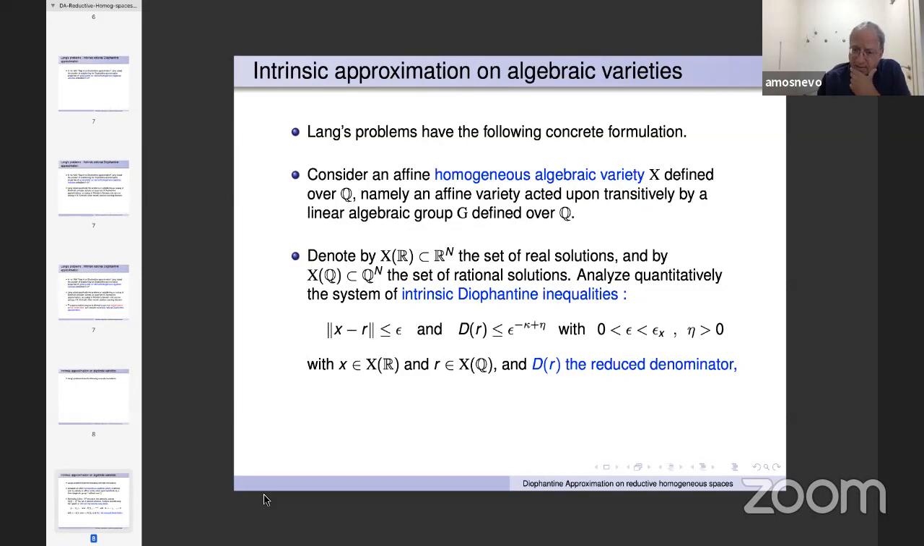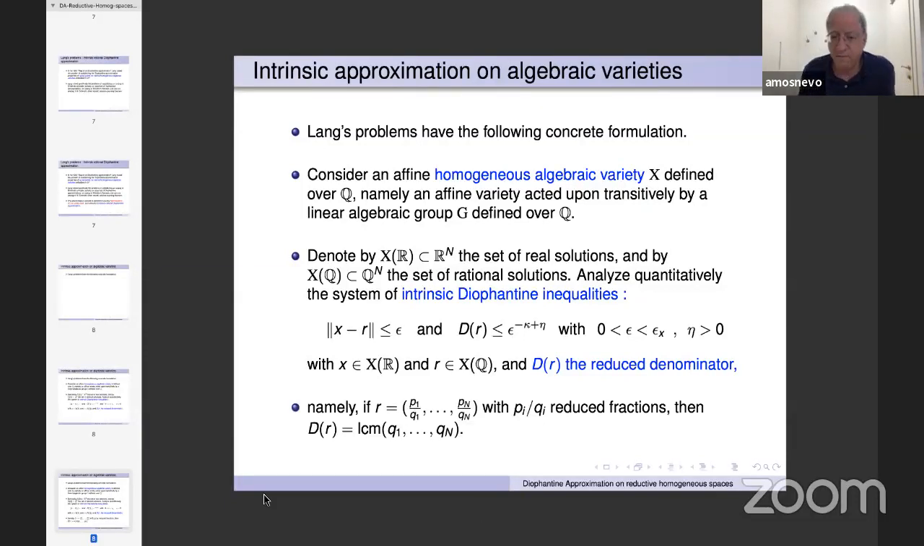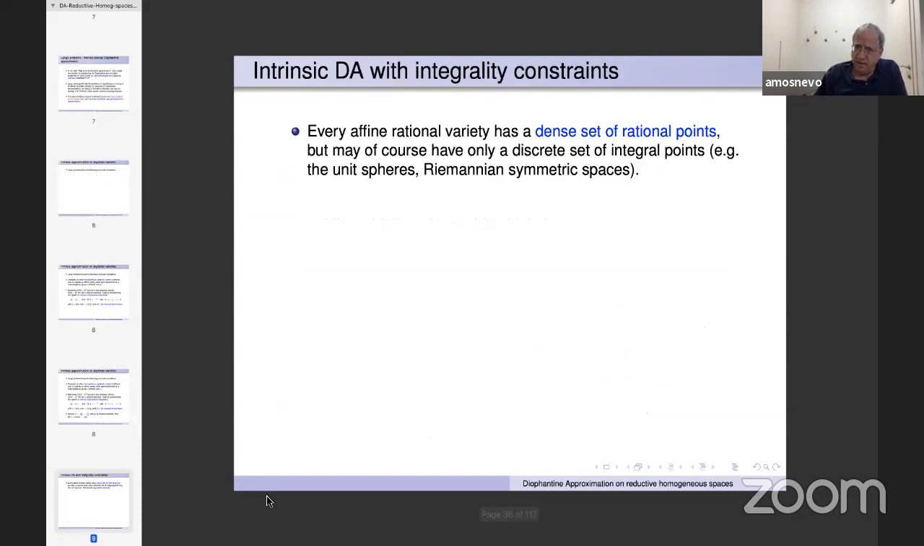epsilon to the minus kappa. So here x is in the real points and r is in the rational points, and d_r is the reduced denominator. And just to recall, if r is a rational vector given by p_i over q_i, with p_i over q_i reduced fractions, then the reduced denominator is the least common multiple of these denominators. So this is a concrete, explicit formulation of Lang's problems on algebraic varieties.